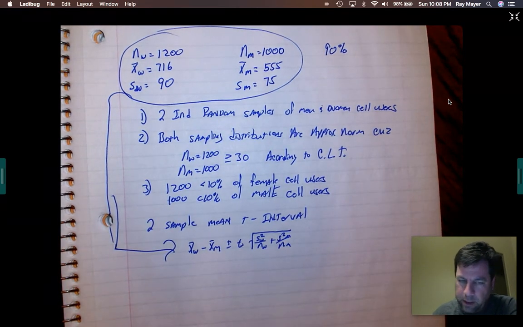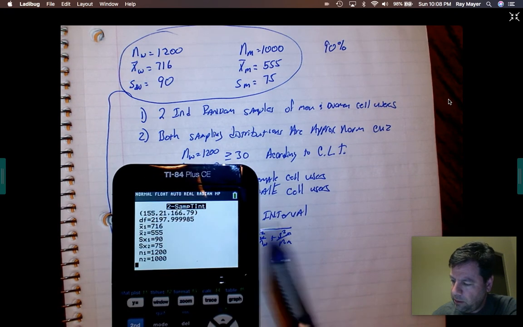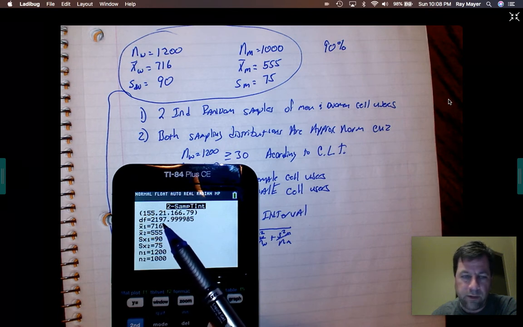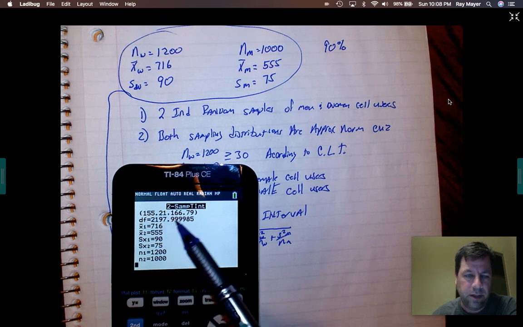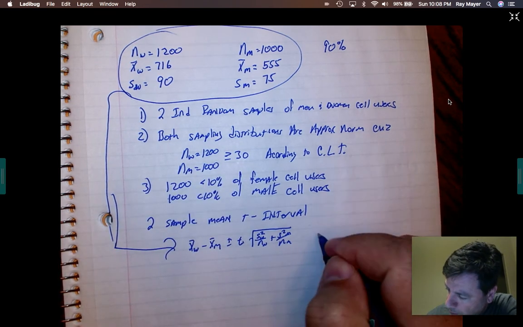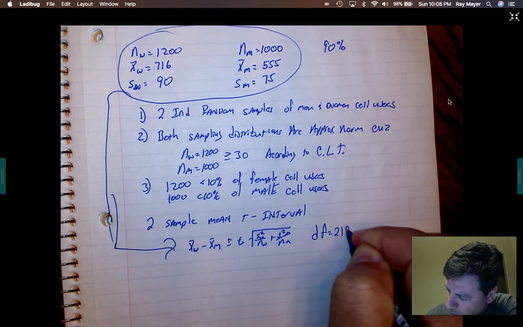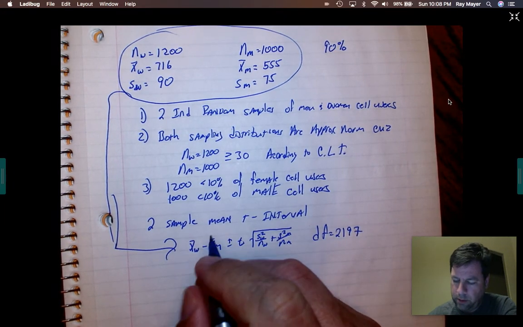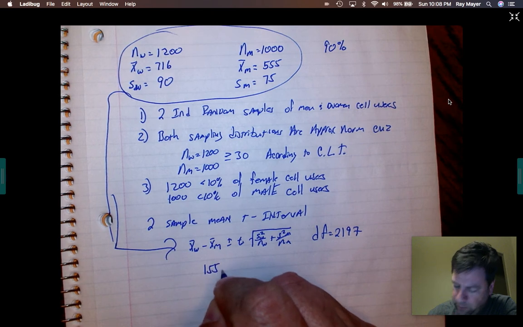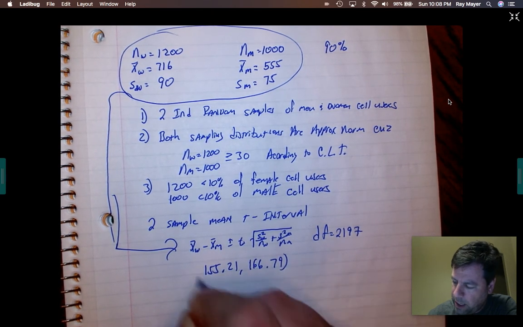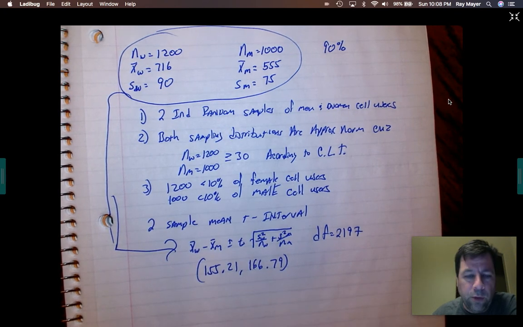DF is, oh my gosh, that DF, did y'all see that? DF is 2190. We're supposed to say 2197, so let's just say 2197. That should be 2198, but it doesn't really matter. DF is 2197. The interval is 155.21 to 166.79. Yeah, women talk more than men.